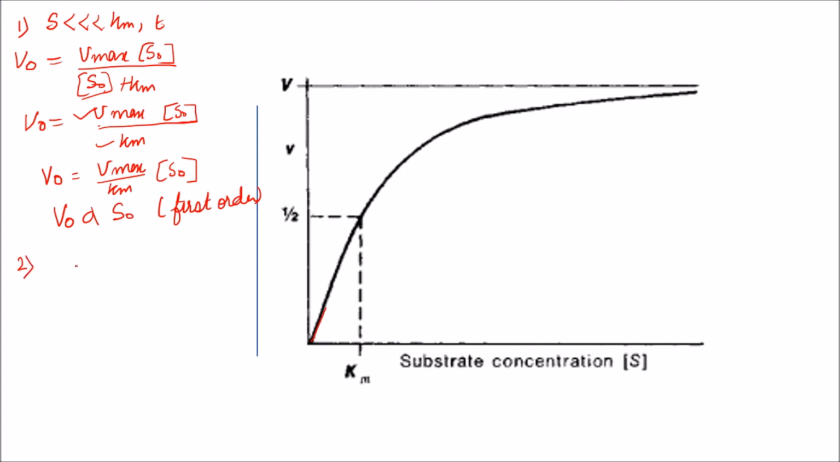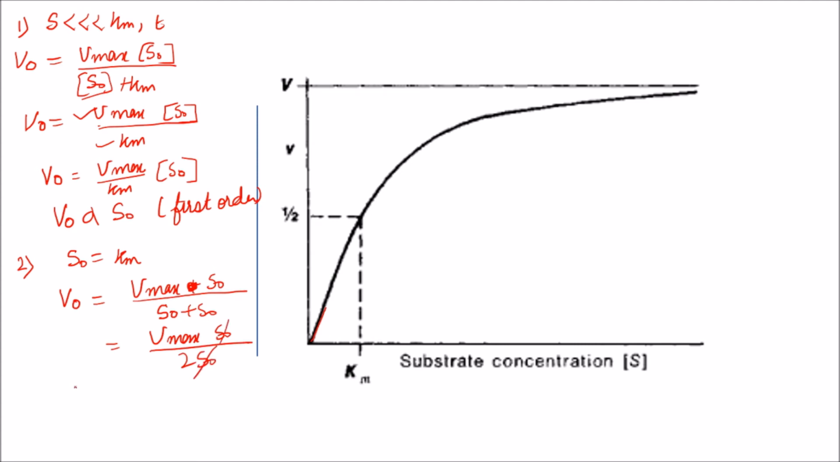Next we will consider that substrate is equal to the Km value. At that time, what will we have? We will have V naught equals V max into S naught by, when S naught equals Km, it is better to replace Km with S naught, because in the upper portion we have S naught. So S naught plus S naught. So we will have V max into S naught by 2 S naught, so we can cancel this out.